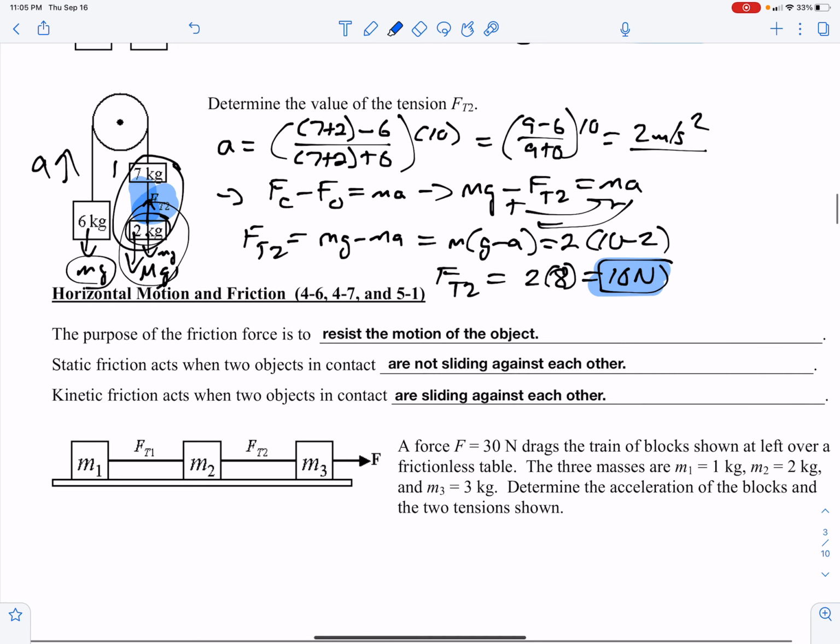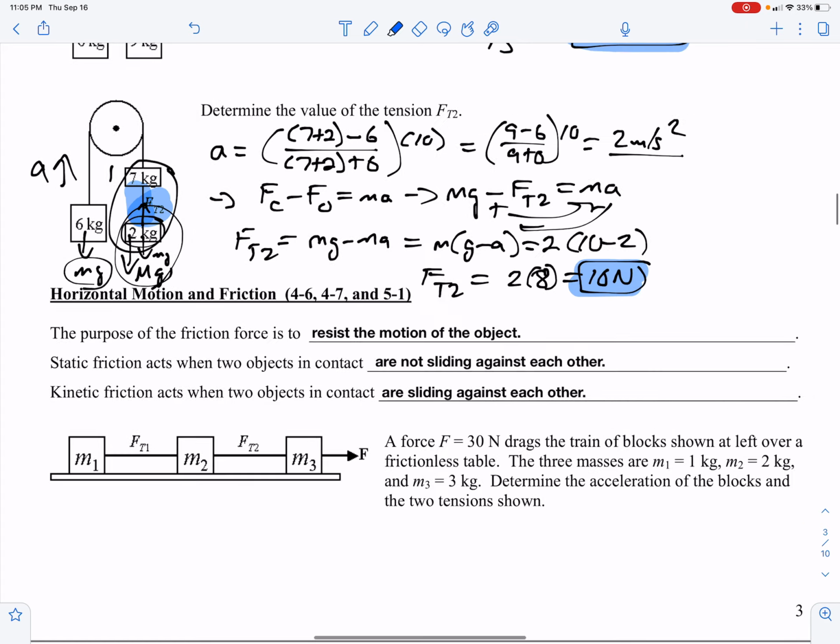Well, the purpose of friction is to resist, or even prevent in some cases, the motion of an object. Static friction occurs when two objects are not sliding against each other. Kinetic friction occurs when two objects are sliding against each other.